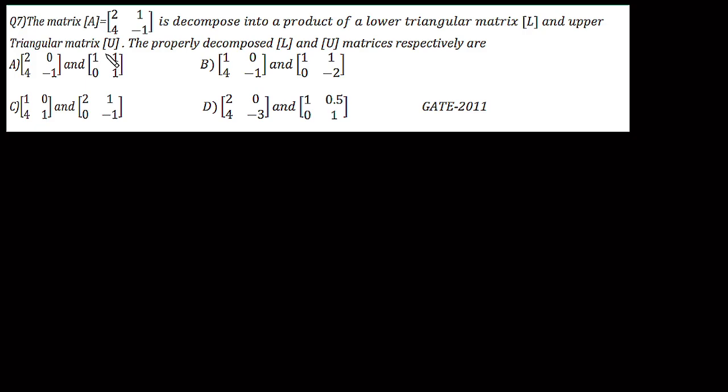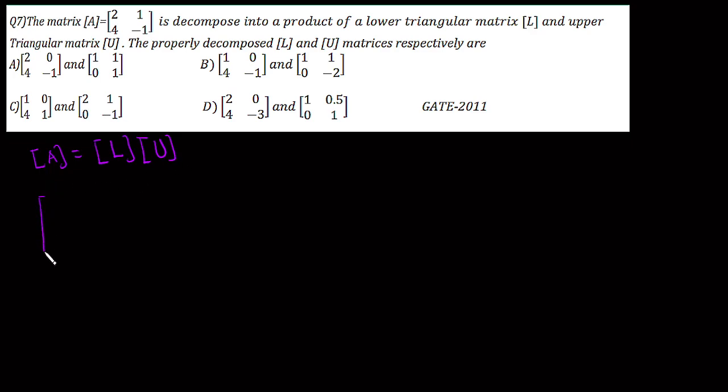Okay, now let's solve question number 7. Question 7 says the matrix A, which is a 2 cross 2 matrix, is decomposed into a product of a lower triangular matrix L and an upper triangular matrix U. The properly decomposed L and U matrices respectively are. Okay, so we have matrix A here. Let's write it here. We have matrix A, and it is decomposed in such a way that the multiplication of the lower triangle and upper triangle gives me the matrix A. So this matrix is decomposed into the multiplication of these two matrices. Here L represents the lower triangular matrix, and U represents an upper triangular matrix.